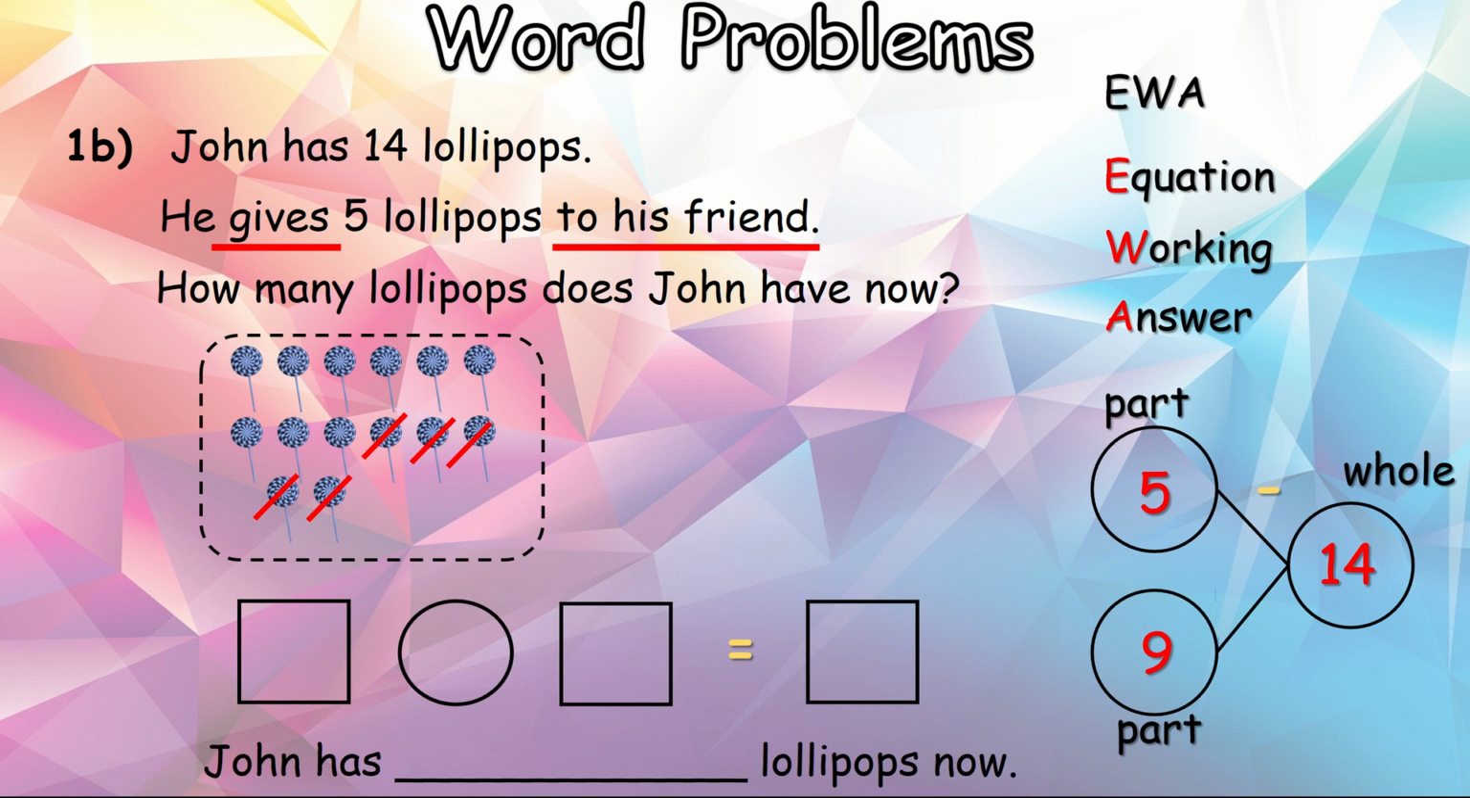Now I move on to fill in my equation. So 14 take away 5 is equals to 9. So John has 9 lollipops now.